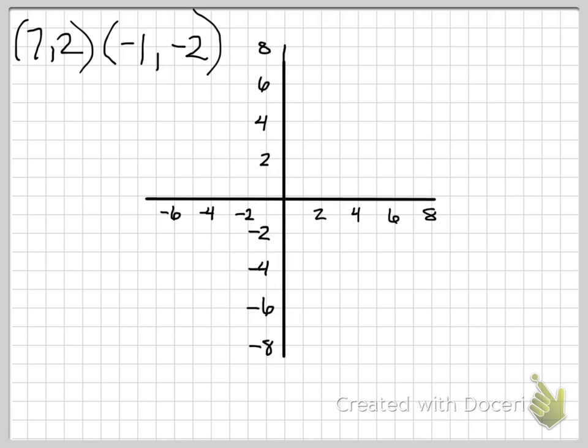So first of all, I need to graph the line, then find the slope. First thing I do, plot these points. Right 7, up 2, left 1, down 2. And now I draw my line. They are very far apart.